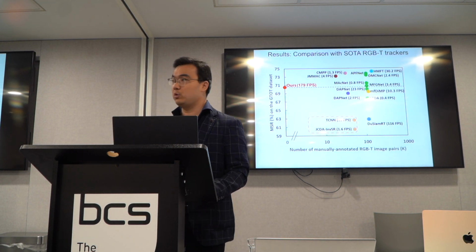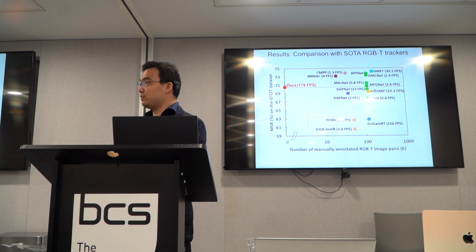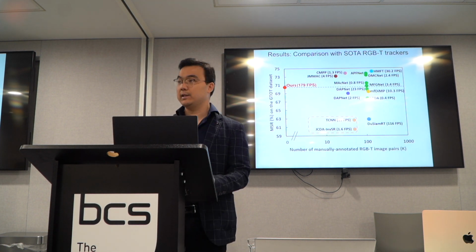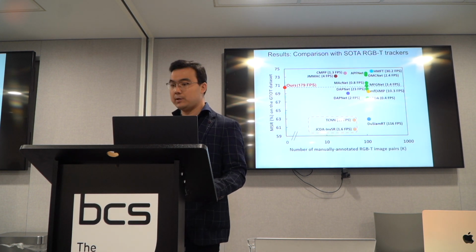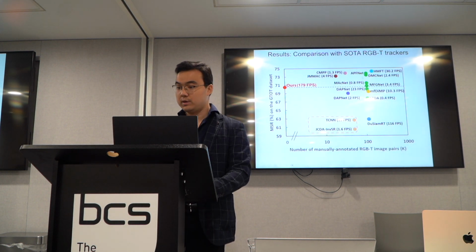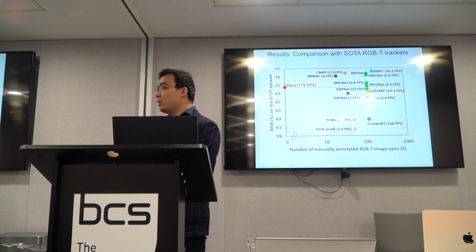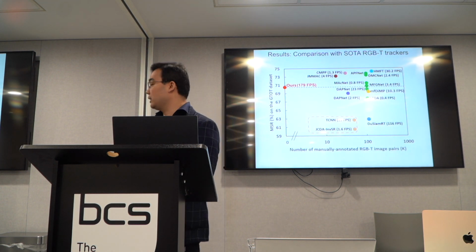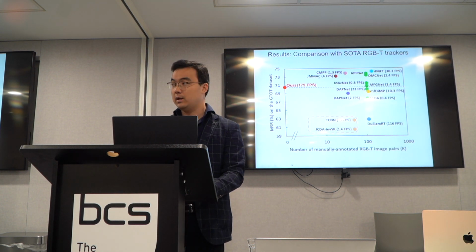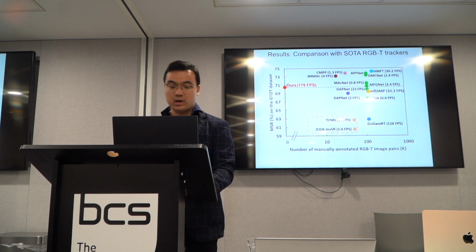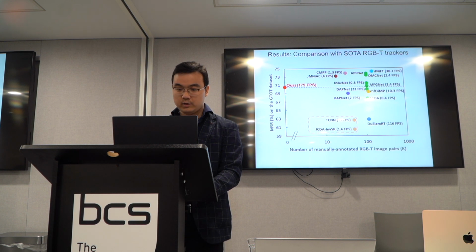Although there is still a gap between our method and the state-of-the-art supervised trackers, these trackers all require a large number of annotated data. The second thing is that because they use a large model, the tracking speed of most trackers is very slow, for example, 1 FPS or even 2. So most trackers cannot meet the real-time tracking requirements. But because we are using a lightweight backbone, our tracker is very fast. It can reach 180 frames per second.